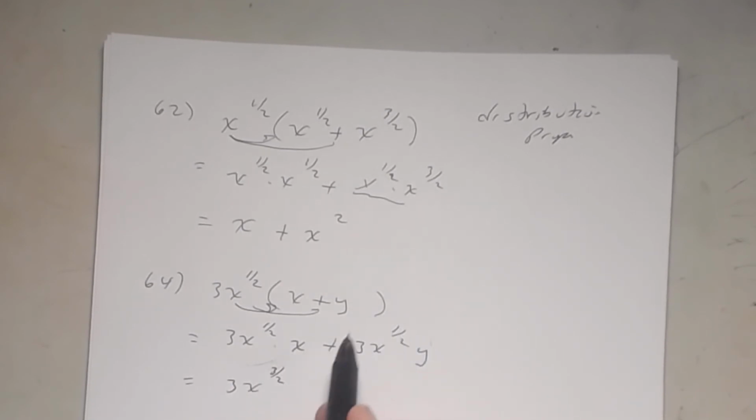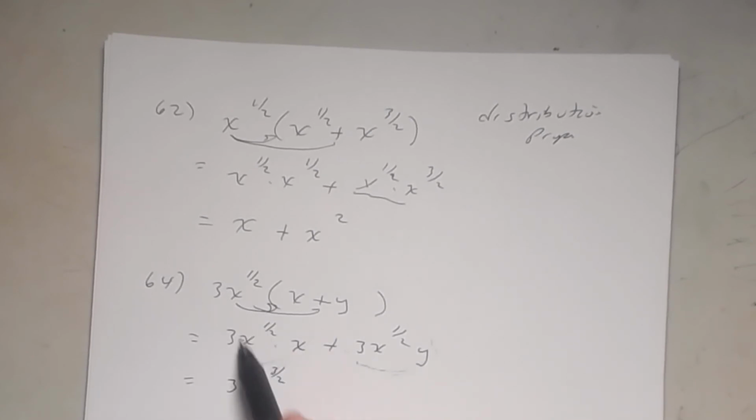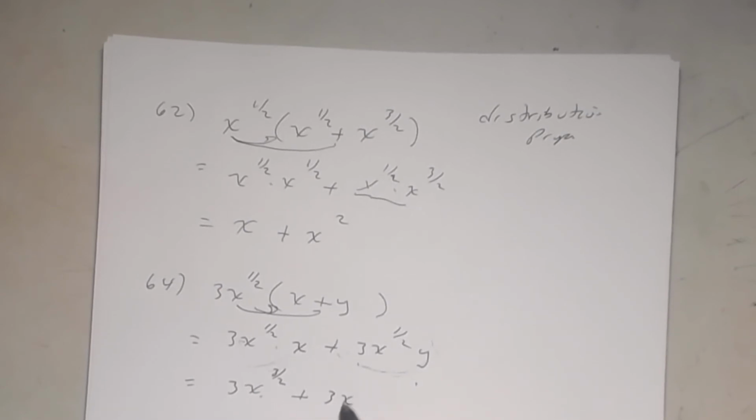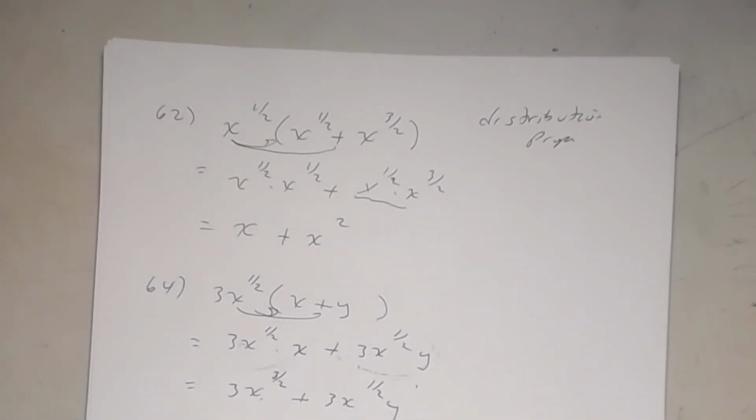What rule do I use here? See how I was able to simplify this using the product rule? How do I simplify this? It's not like terms, so you can't. There's no rule that you apply here, so you just rewrite it. 3x to the 1/2 times y. There's your answer.